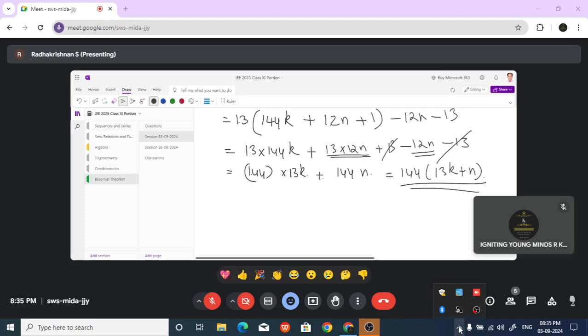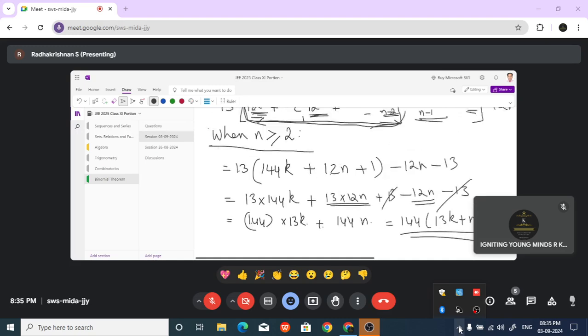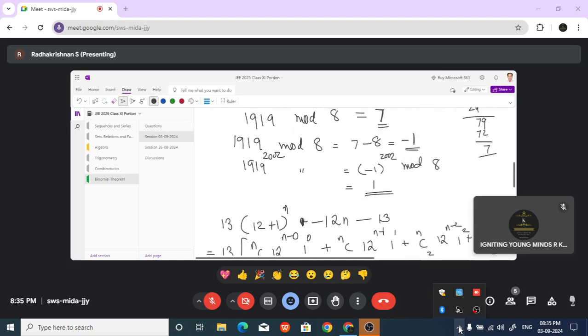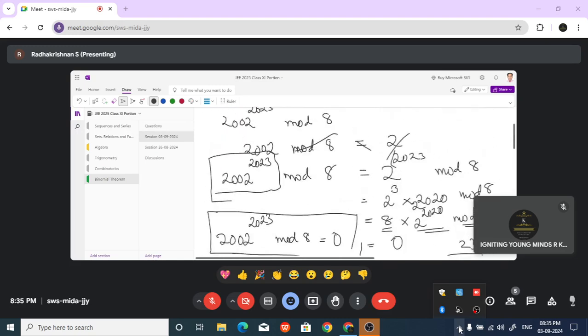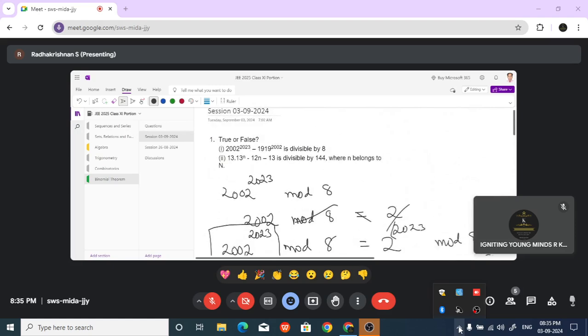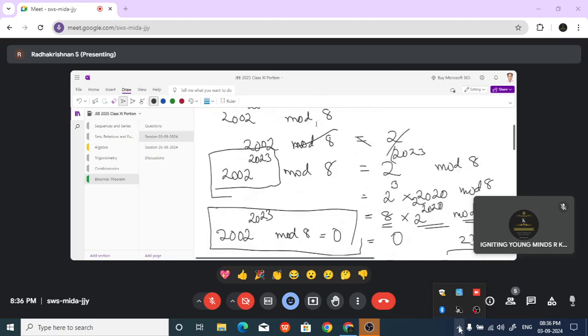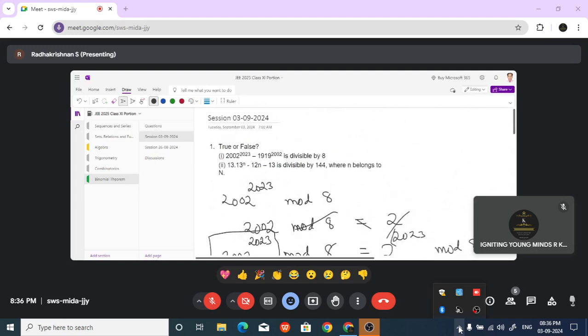So is it divisible by 144 or not? Yes, sir, it is divisible by 144. Through some simple steps, we can see that this whole thing is divisible by 144. So the first one we found is not divisible, and the second one is divisible by 144. This is how we apply the binomial theorem where remainders are involved. Many problems come like that, no?